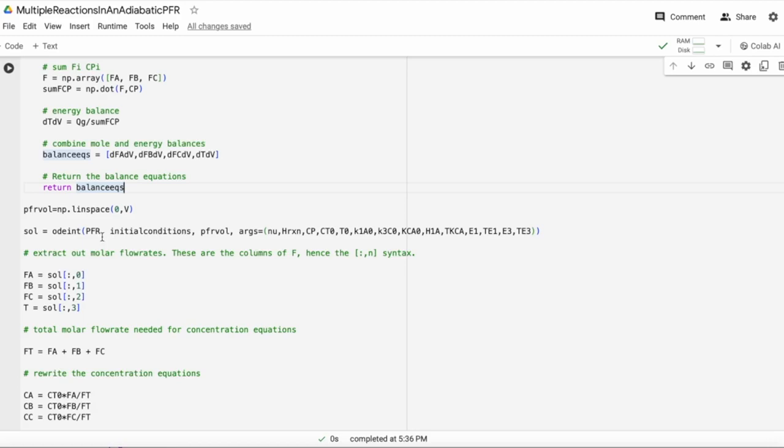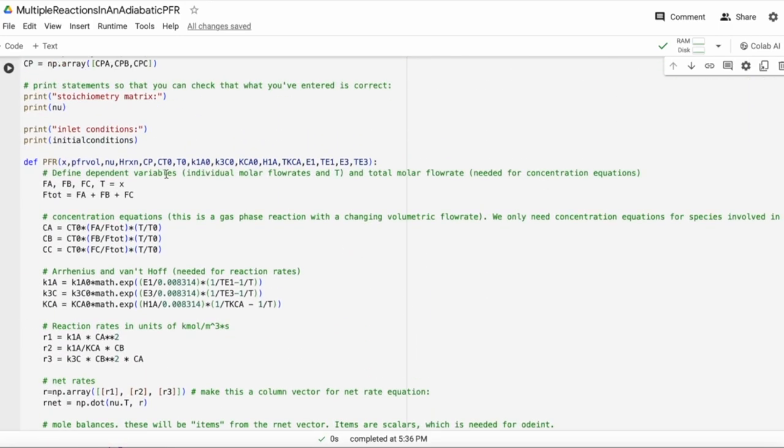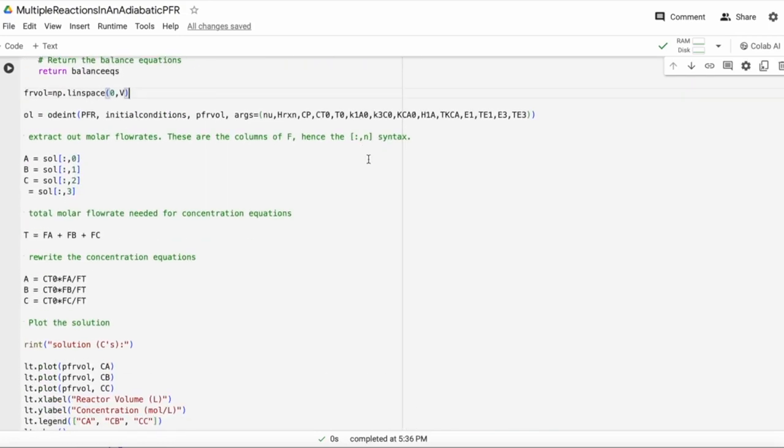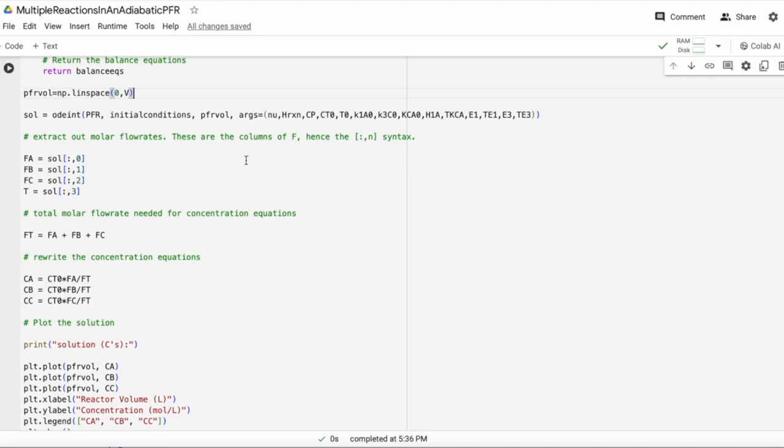I'm going to call ODE int to solve it. It's going to work on the PFR with my initial conditions for flow rate and temperature along this PFR volume that I've specified. And I'm going to take my different arguments here, and this is basically a copy and paste of everything beyond the PFR vol argument here. I copy that and paste that so that it's all in the same order.